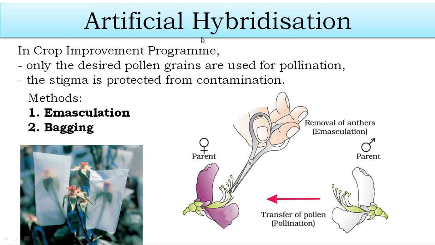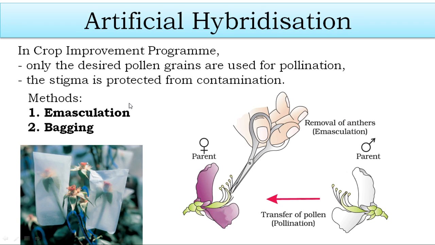So artificial hybridization means it is a method which is involved in crop improvement programs. If you want to improve the rice plant, if you want to improve the maize plant, right? So in crop improvement programs, artificial hybridization is used. So it is like an application of whatever we have learned in our previous videos, right?